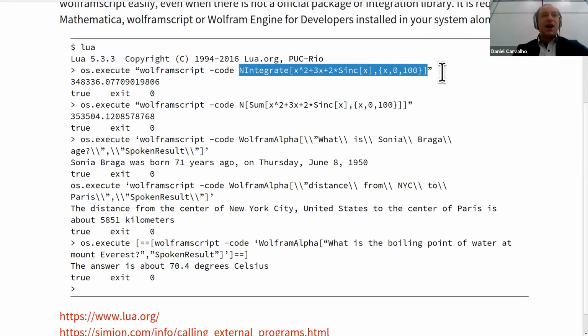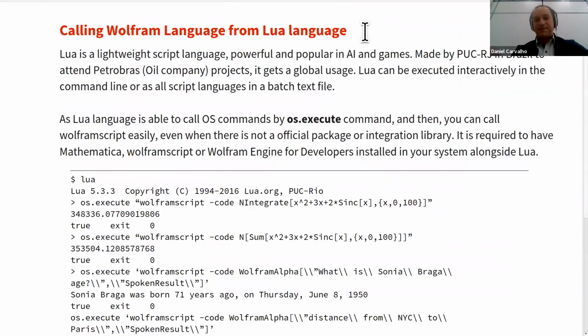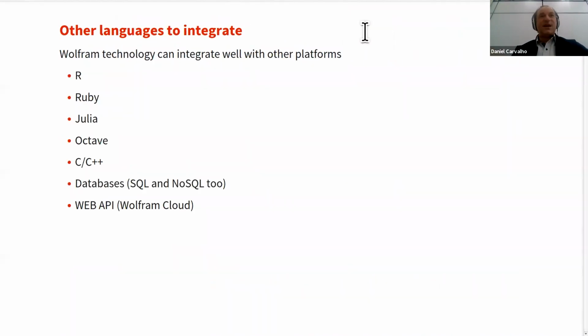We are calling our code. We ask Wolfram script to execute our code somewhere locally or on the Wolfram Cloud or whatever, and then the result comes back to the host language that's calling it, and then we can do whatever we want in that language. And this is an example with Lua language. And this is it. There are more.